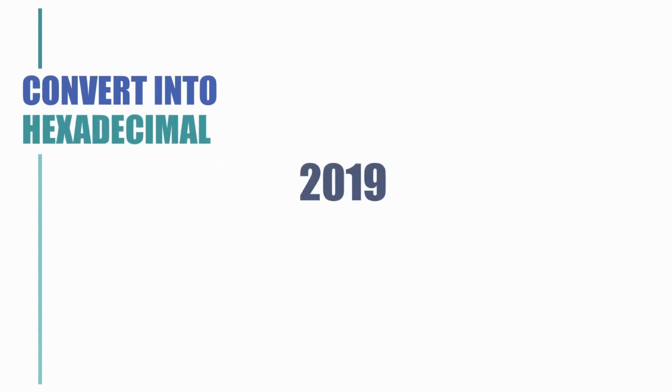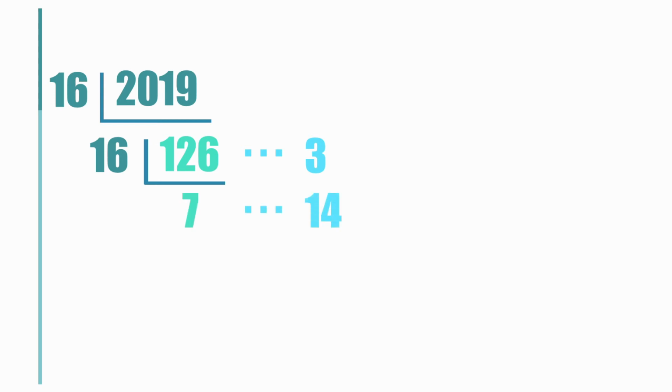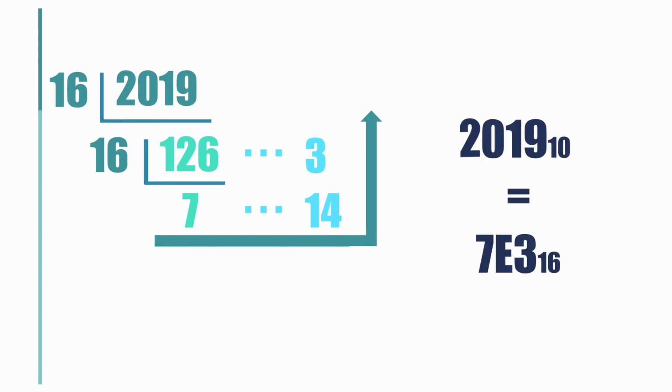Like this, we can also convert a denary number into a hexadecimal number by dividing it successively by 16. Take 2019 as an example. Divide 2019 by 16, the quotient is 126 and the remainder is 3. Divide 126 by 16 again, then the quotient is 7 and the remainder is 14. Now you follow the arrow to get the hexadecimal number. Therefore, 2019 is equal to 7E3 in hexadecimal.